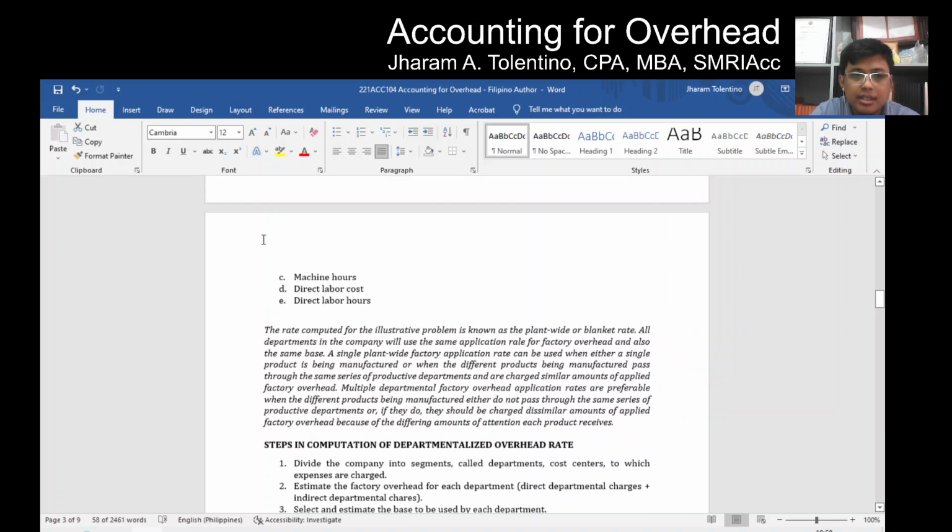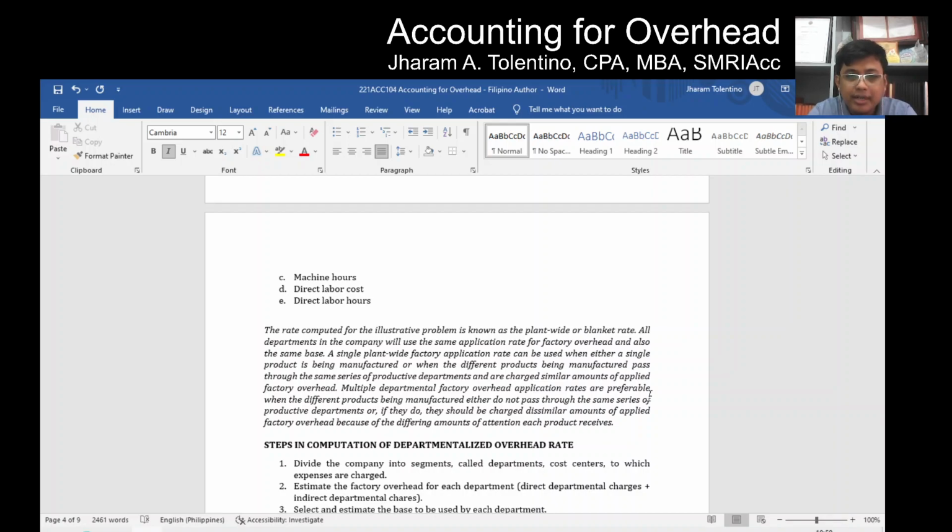Continue natin yung discussion. Again, the rate computed for the illustrative problem is known as the plant-wide or blanket rate. Plant-wide, bakit? Kasi isa lang. Yun lang yung gagamitin mong rate sa lahat. So, all departments in the company will use the same application rate for the factory overhead and also the same base. A single plant-wide application rate can be used when either a single product is being manufactured or when different products are being manufactured, pass through the same series of productive departments and are charged similar amounts of applied factory overhead. Okay?